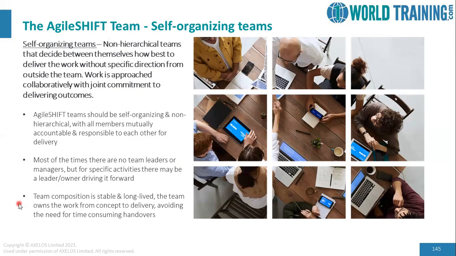Team composition is stable and long-lived, meaning the team's composition of the people is not disturbed. For example, in every iteration cycle, it may not be required to bring in new team members because that can disturb the existing relationships among the team members who would have been working for some time and understand each other well and would have some cross skills developed among themselves.